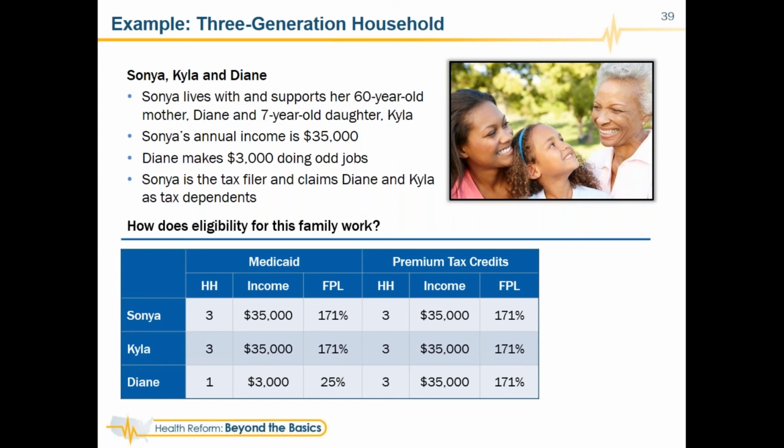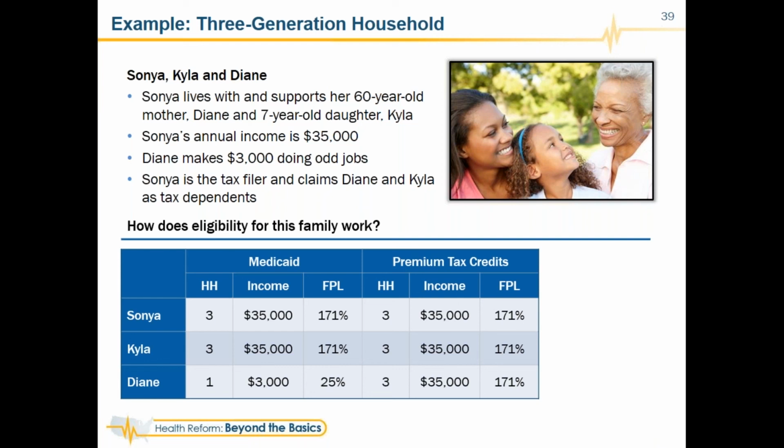Even though Diane is in Sonia and Kyla's household, her income does not count towards their eligibility. It only will count the income of the MAGI tax dependents if the tax dependent has a tax filing household, as Tara just talked about earlier.